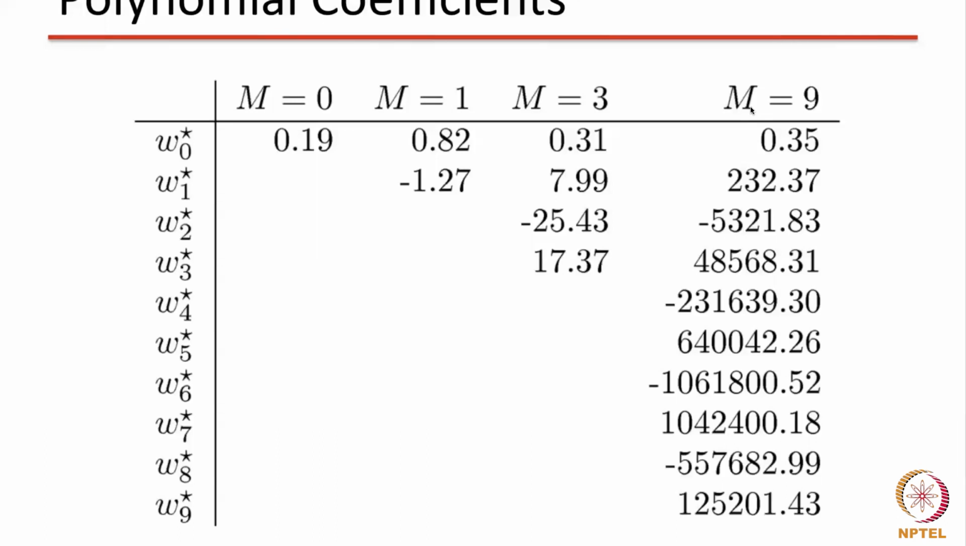So what you see here are the various coefficients. For example, W0 optimum, W1 optimum, etc. Of course, this is the 0th order model. This is the first degree linear model. This is the cubic model. And this is our so-called best fit.